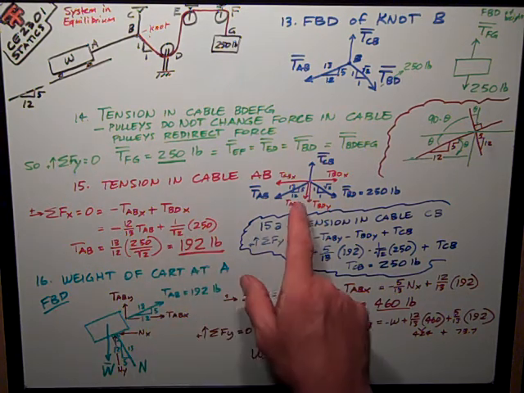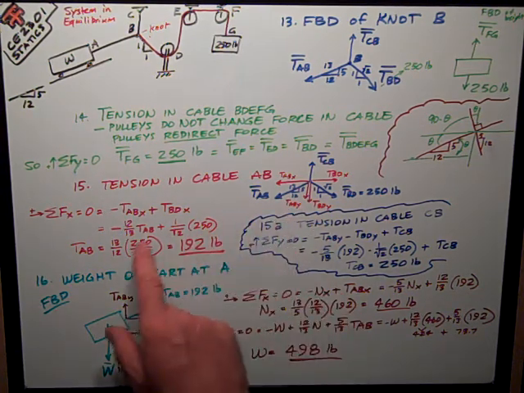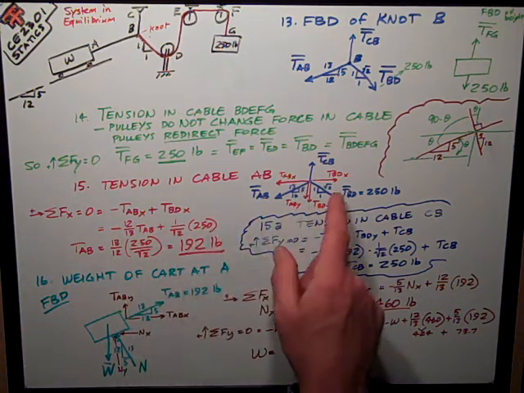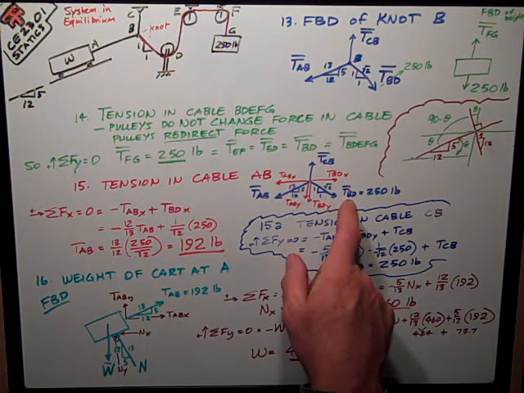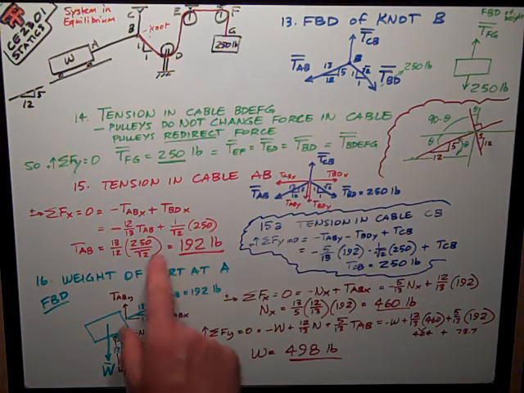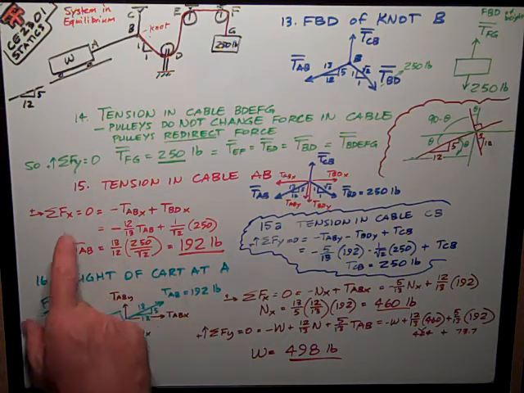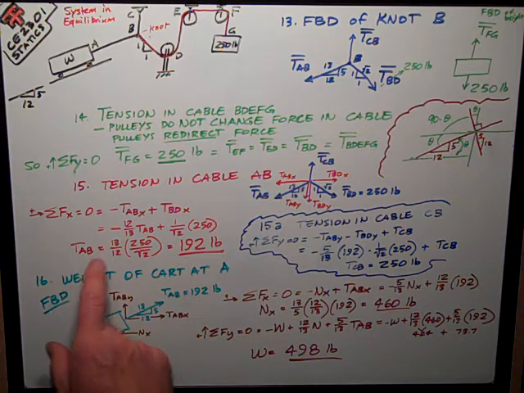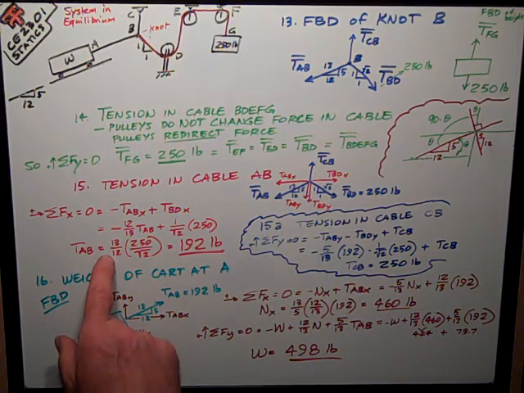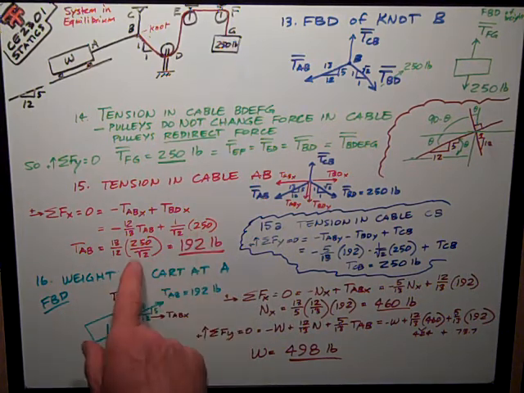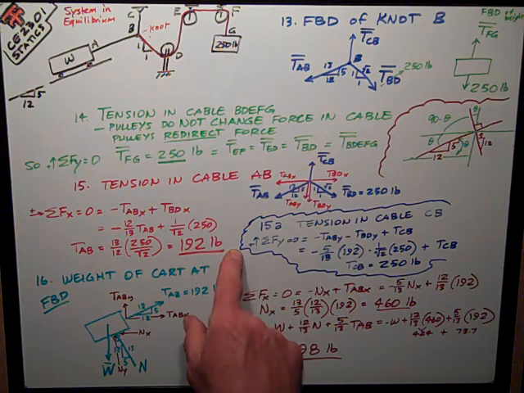Substitute what I know. The X component is 12/13ths of TAB, negative to the left, plus 1 over the square root of 2 times the known force in the cable TBD of 250 pounds. Do the math, switch one to the other side of the equal sign, and I get that TAB is this value. I just inverted that 12/13 and made it 13/12. 250 over the square root of 2 works out to be 192 pounds.